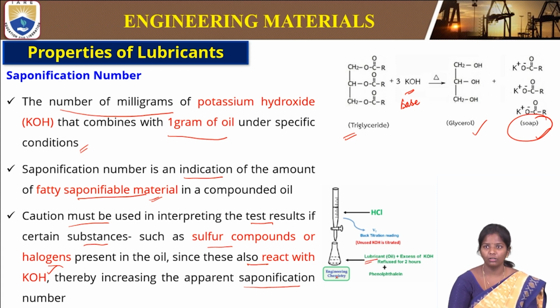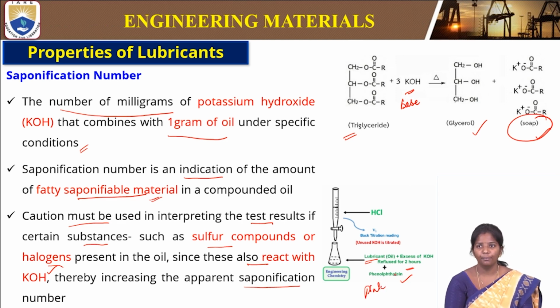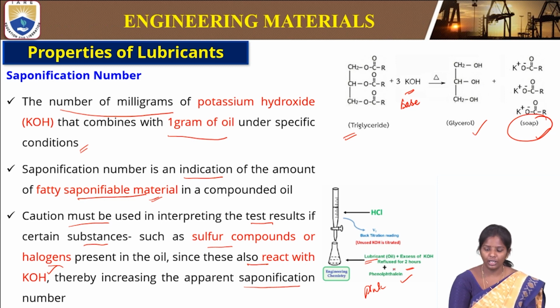We take the lubricant or the oil and mix it with excess KOH and reflux for about 2 hours. Then we add phenolphthalein indicator. After adding phenolphthalein indicator, it will turn pink. So when it reacts with KOH, and refluxing is nothing but heating, the KOH will be used up converting to soap or saponifiable material. The unused KOH is used for determining the saponification number.